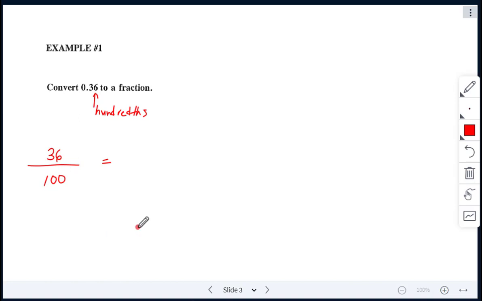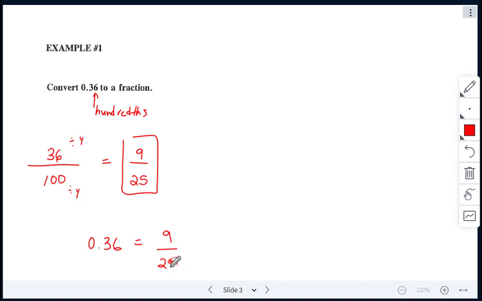So reduce if possible. So we can reduce by dividing top and bottom by the same number. So we can divide by 4. So we end up with 9 over 25. All right, so we can't reduce any further. So this is our answer. So therefore, we can say that 0.36 is equal to 9 over 25. They are equivalent.